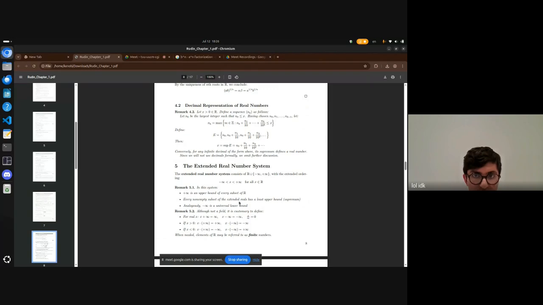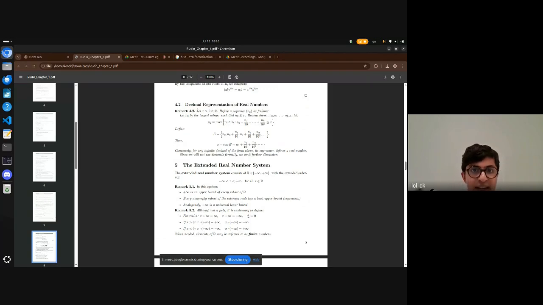Now, we have a decimal representation of real numbers. Let x greater than 0 in R, define a sequence n_k as follows. n_0 is the largest integer such that n_0 is less than x, and then choose n_1 and so on so that we get the decimal representation of x. I defined each n_k like this, and E as a set of these, and we get that x is equal to the supremum of this set, which gives the decimal representation of this number.